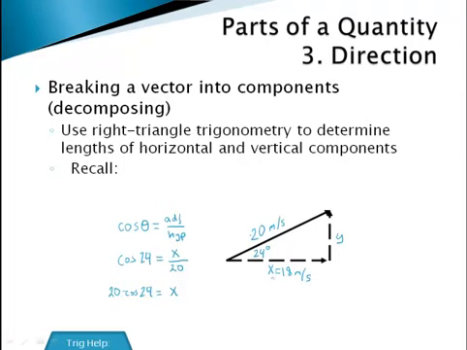And to figure out the vertical component, we can do the exact same steps as we did before, only notice that y is opposite the angle instead of adjacent. And so to calculate y, we should use the sine. The sine of our angle, which is 24 degrees, is equal to the opposite, which is y, divided by 20. We can solve this equation the same way we did the last one by multiplying both sides by 20.